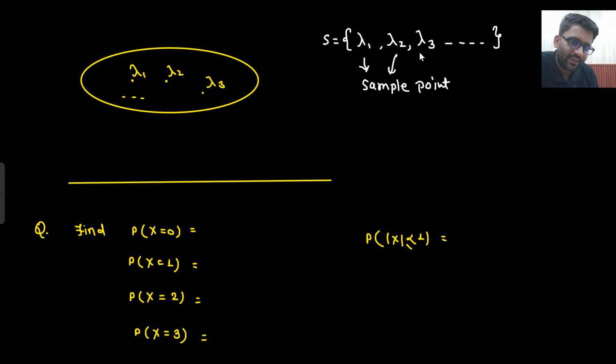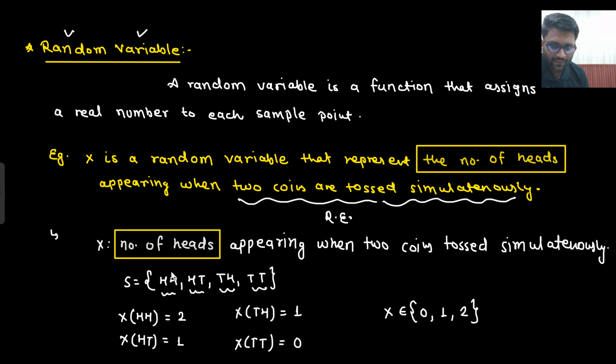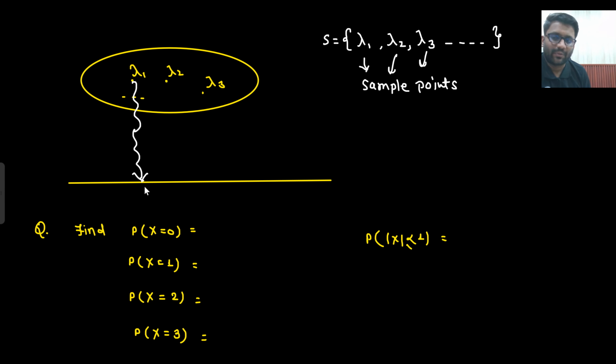This is also a sample point. This is also a sample point. So all these are sample points. Now what will your random variable x do? Your random variable x will go to this sample point and assign a value to it. So it went to this particular sample point, and it assigned a value, let's just say 2.